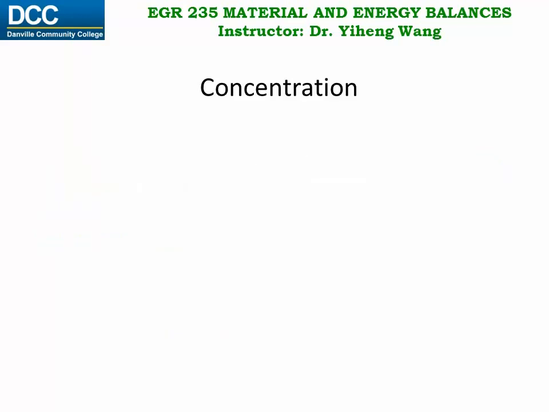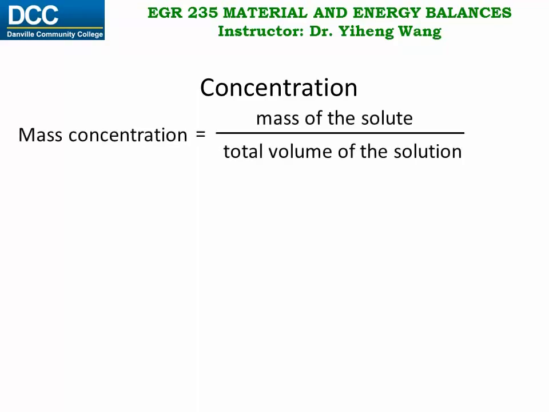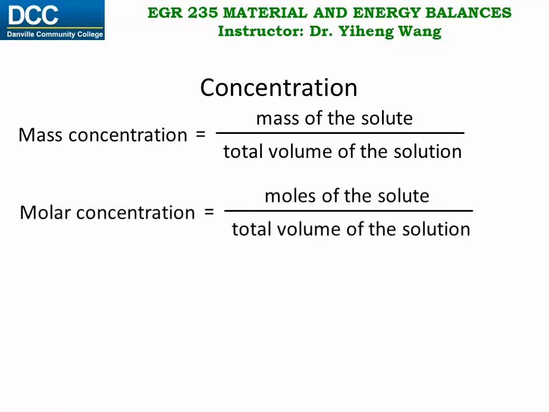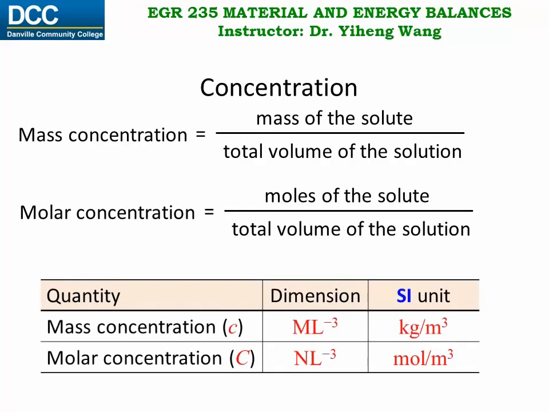Although there could exist different definitions for concentration, in this class we define mass concentration to be the mass of the solute divided by the total volume of the solution, and molar concentration to be the number of moles of the solute divided by the total volume of the solution as well. And here are their dimensions and SI units.